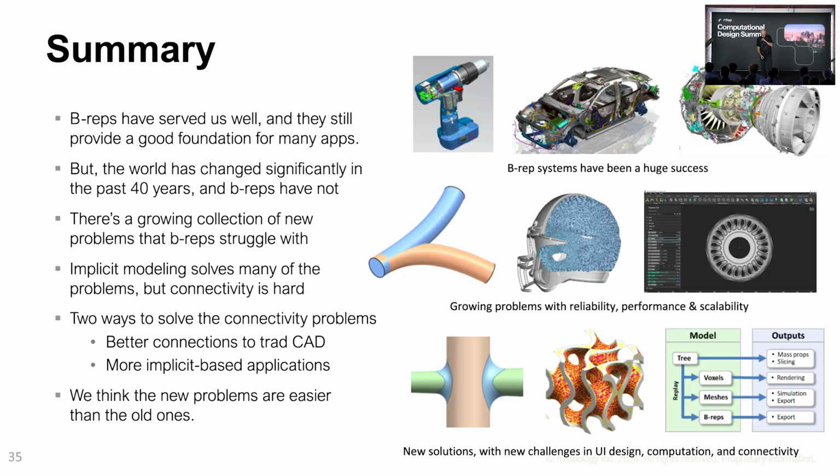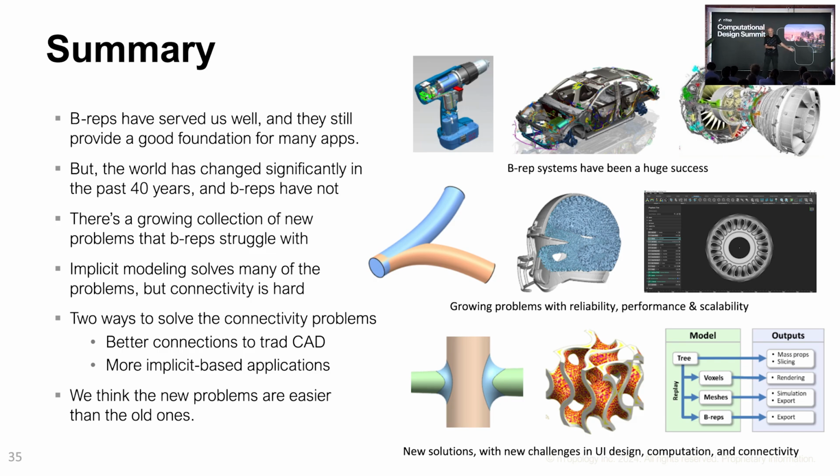So in summary, BREPs have served us well, and they're still good for a lot of things. But the world has changed, and BREPs haven't. And we're going to have to do something to accommodate the changes in the world. There's a bunch of new problems that BREPs are really not very good for. Implicit modeling solves those problems, but it creates the connectivity one. And we've got two ways to solve that: the better bridges approach or the bigger island approach. So we've replaced one set of problems with a new set, if you like. I think the new set of problems is easier to solve.